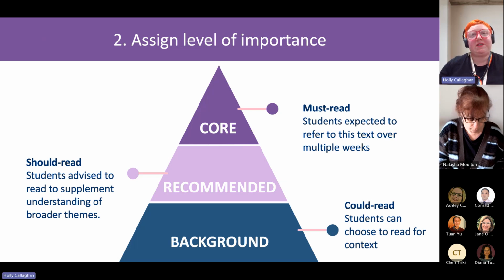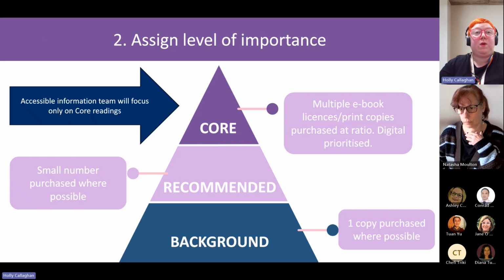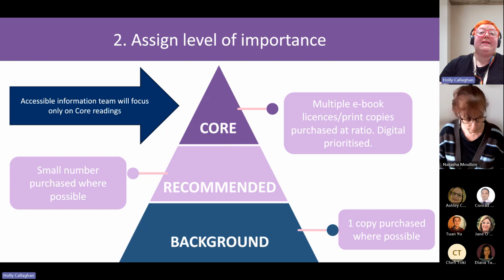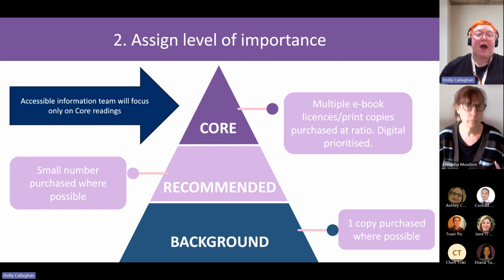So it's useful from the student perspective to see what titles are expected to be treated as core and what titles are expected to be read as background. But from the acquisition side of things, this really impacts the number of titles and the number of items that we will order for the library. So if you mark something as core on your reading list, this means that we will try to purchase multiple copies, including ebook licenses and print copies for the shelf. We will purchase this at a ratio based on the number of students in that particular cohort, and we will prioritise digital wherever possible.